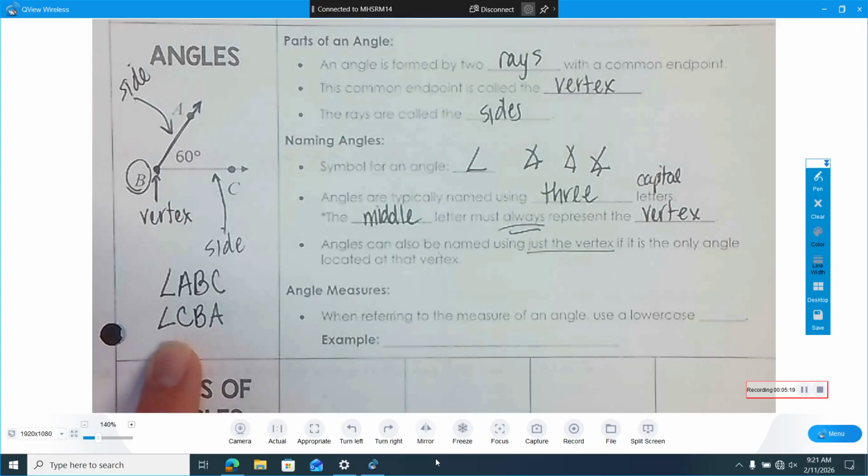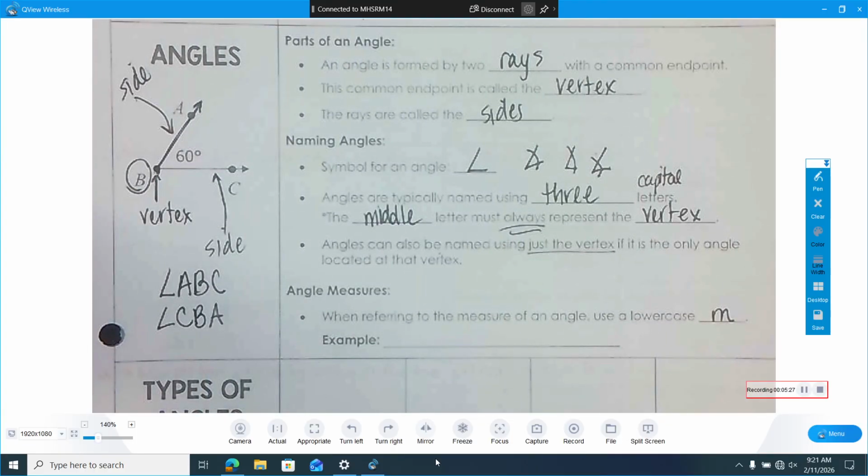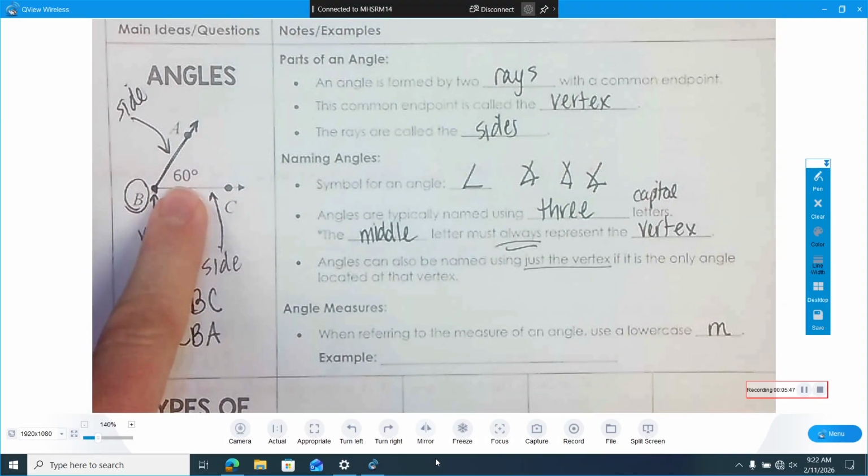It's pretty specific. When referring to the measure of an angle, use a lowercase m. So angles have measures. For instance, what's the angle that starts like this but opens like this? 90-degree angle, right? So they have a measure. And so that's the measure we give that angle that is straight up like that. It's a 90-degree angle. So for example, this angle, it has a measure here.